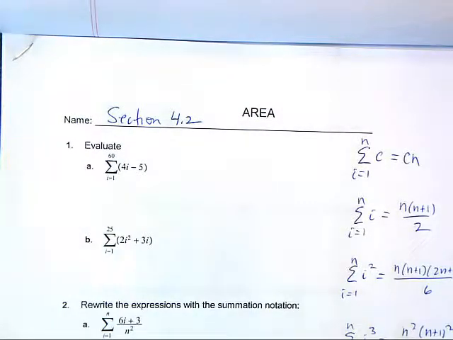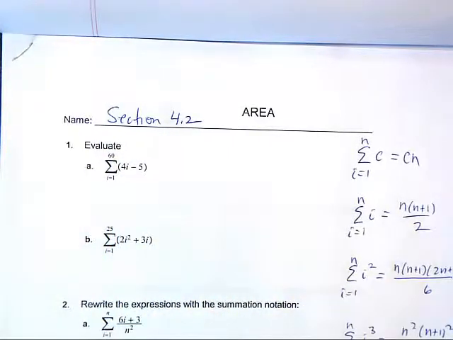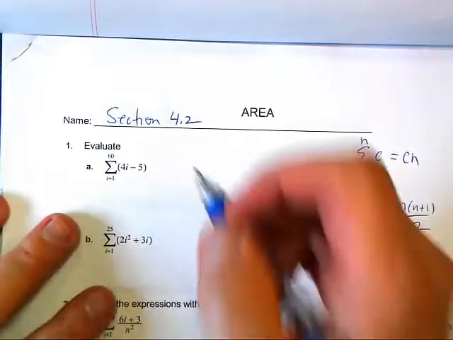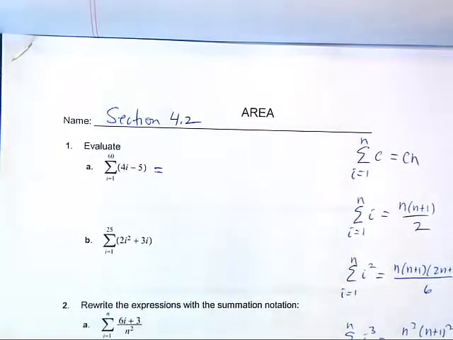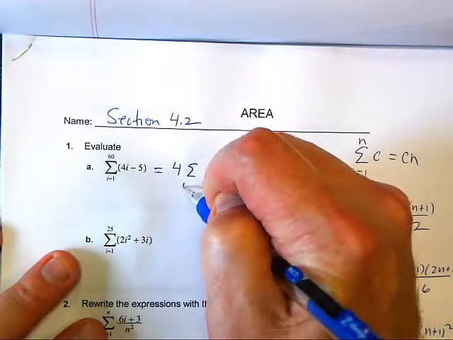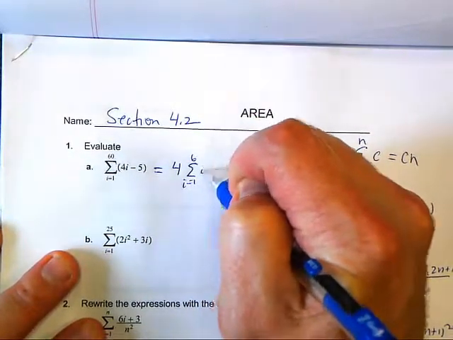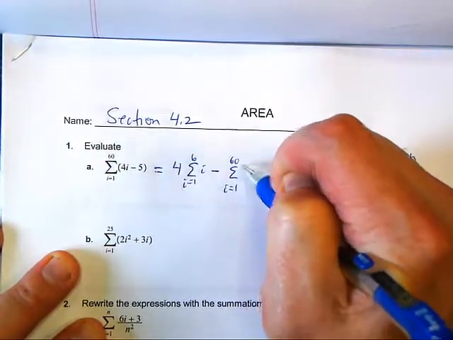All right, so let's go back to part A here. It wants us to take the sum from i equals 1 to 60 of 4i minus 5. Well, I wouldn't expect you to write this all out, but here's the technical thing that you do. This is 4 times the sum from i equals 1 to 60 of i minus the sum from i equals 1 to 60 of 5.